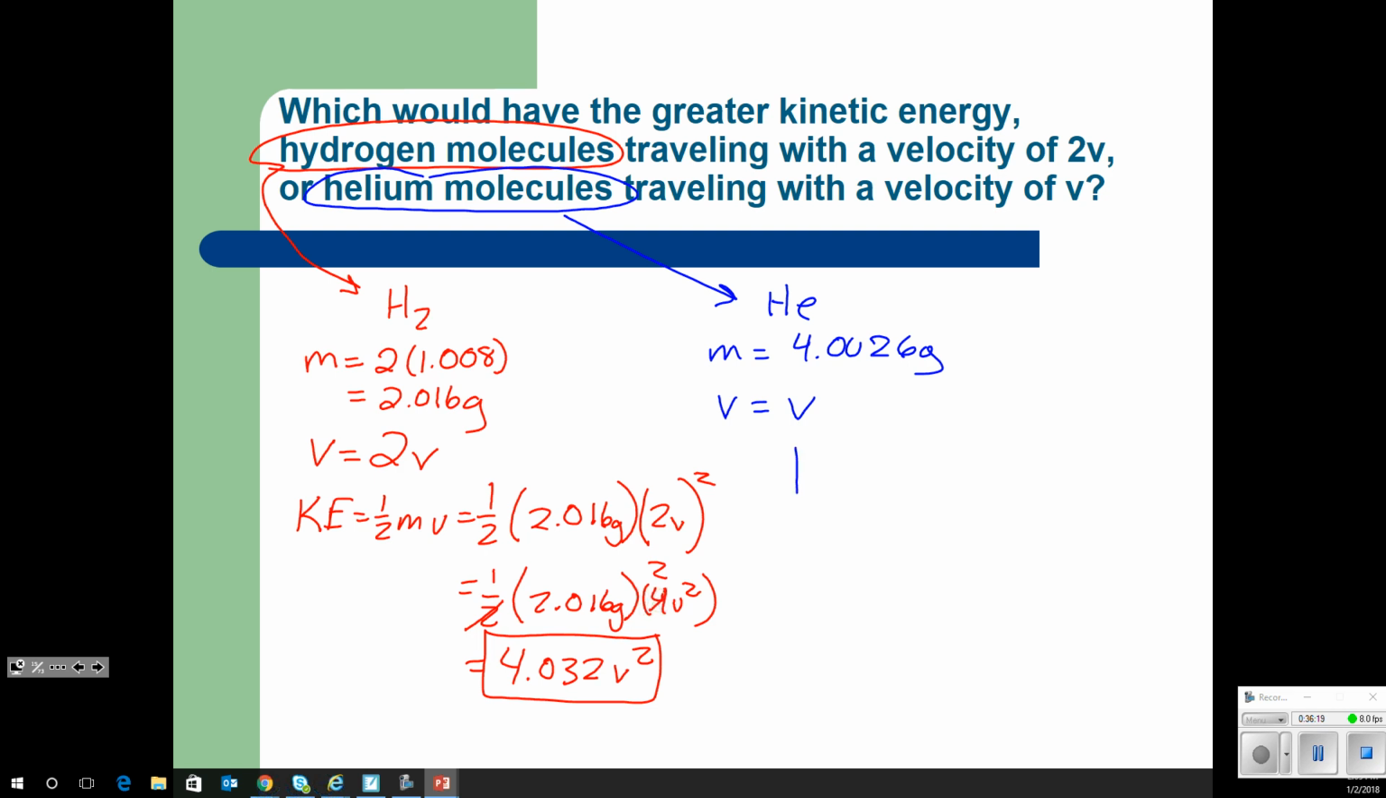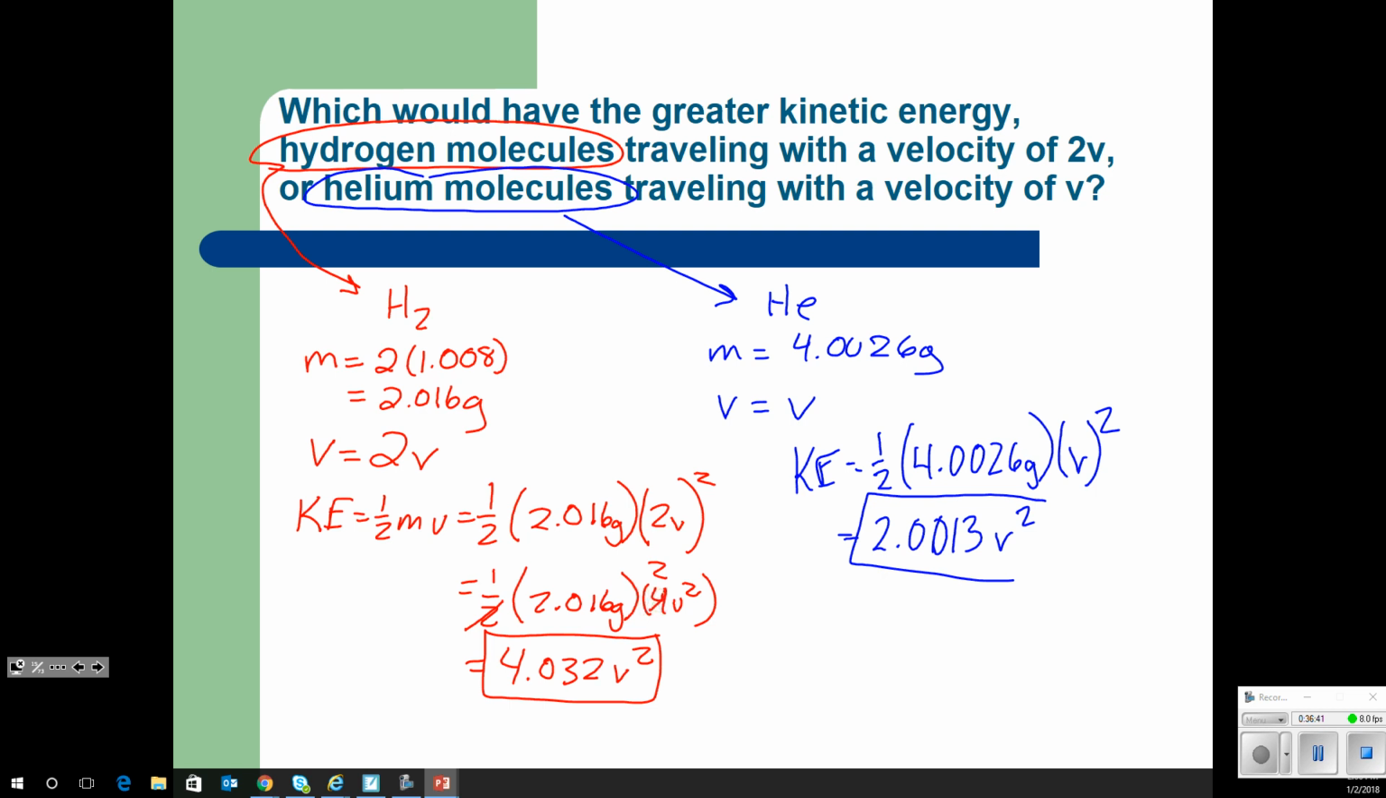On this one over here, we're going to have kinetic energy equal to 1/2 times 4.0026 grams times v squared. Okay, well, this will go into this and leave me 2.01013 v squared. So that's the answer for that one. Well, the v's are the same, so I could just look at that and cancel those out. Well, this means the hydrogen has a greater kinetic energy, right? I didn't need to know what v was.